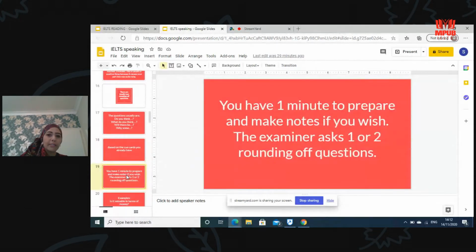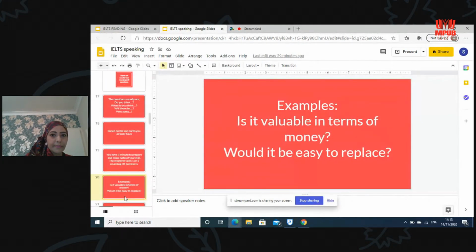You'll have 1 minute to prepare and make notes if you wish, and then the examiner asks 1 or 2 rounding off questions. Examples of some questions are: is it valuable in terms of money? Or would it be easy to replace?